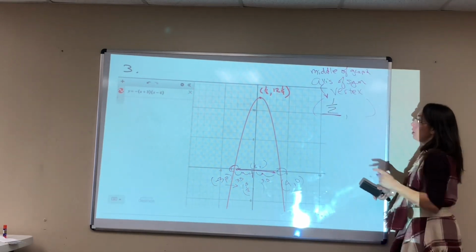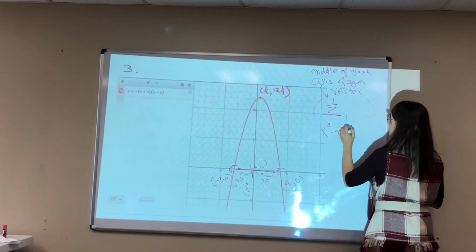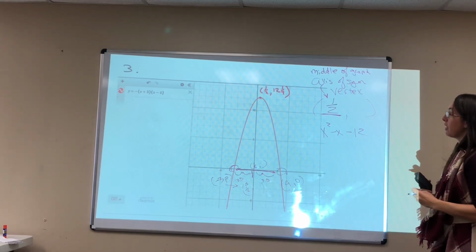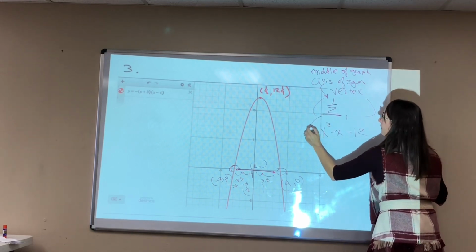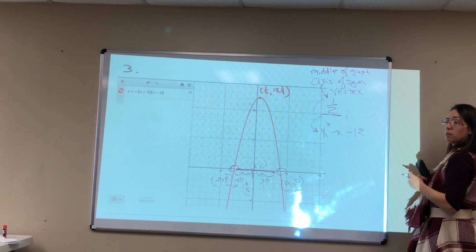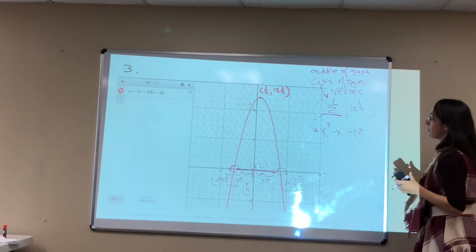We already wrote the equation. It was x squared minus x minus 12, correct, when we worked that out? Now I found that x is 1/2. Can I find my y? Yes, I can find my y. It's actually 12 1/4. We have it up there.